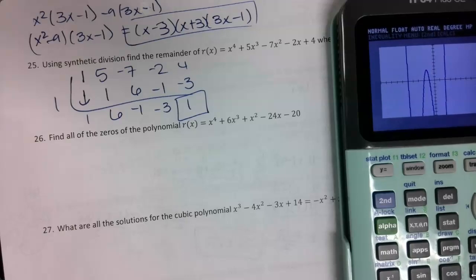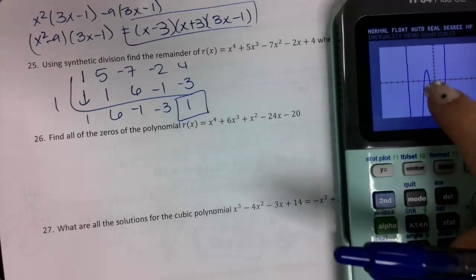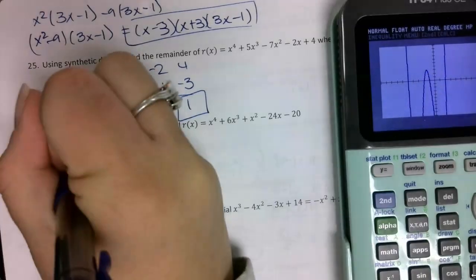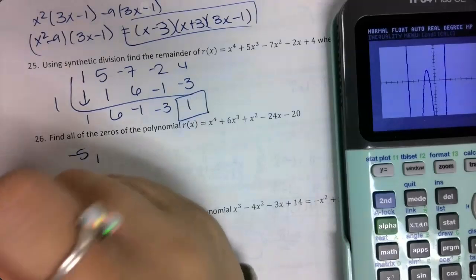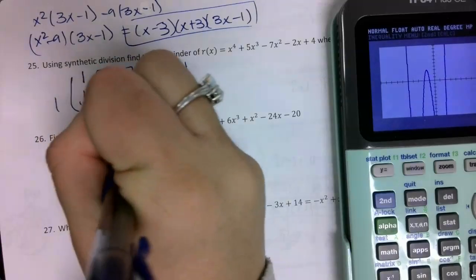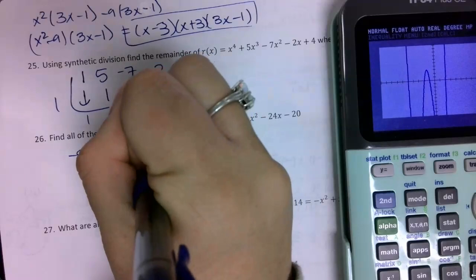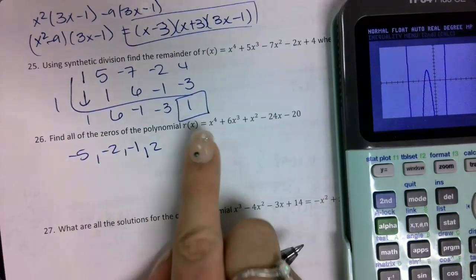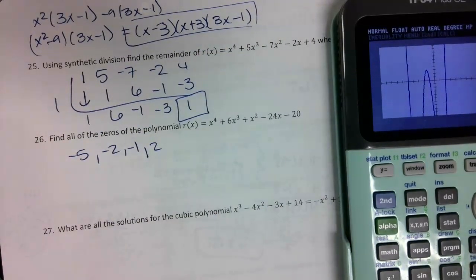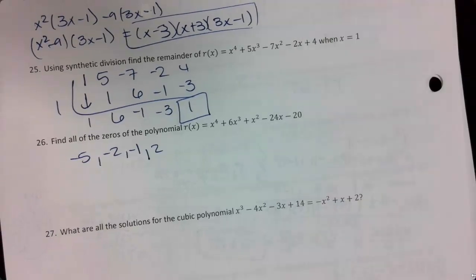I am crossing at negative 5, negative 2, negative 1, and then 2. I have 4 zeros, which is my highest exponent, so I don't have to go any further here.